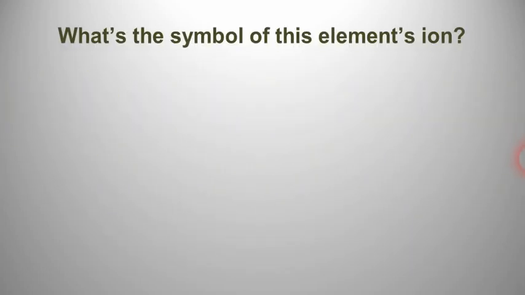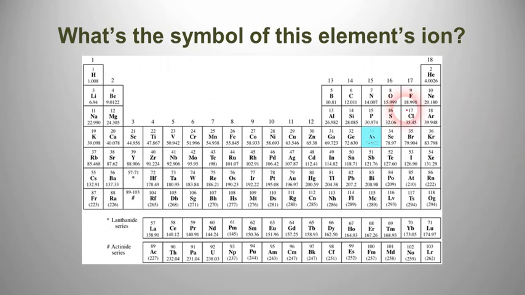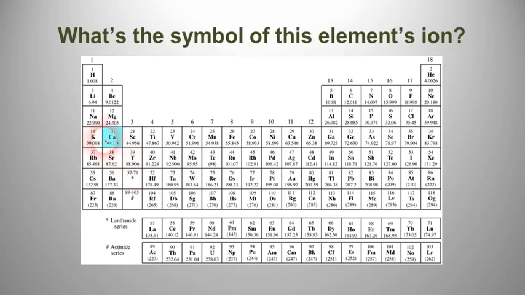So let's practice a bit here. What's the symbol of this element's ion? We have arsenic. Do you remember what charge that one's going to have? Well, it's group 15. It's going to be -3. So when you write its symbol, it's As with that 3 negative. How about this element over here? What's the calcium ion's symbol going to be? Well, it's in group 2. Do you remember the charge that's going to have? It's a +2. So when you write its symbol, it's Ca with a 2+ next to it.